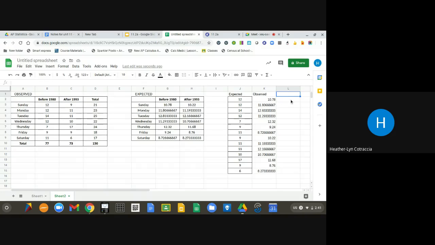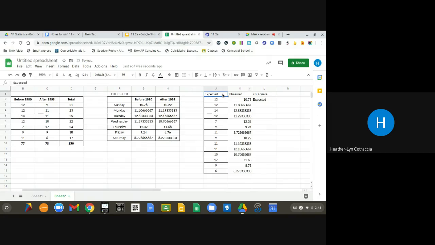Okay, now I'm going to put in my formula. So this is my chi-square equals parenthesis your observed. I'm sorry. This is my observed. These are my expected. Equals, sorry about that, observed minus expected. And I want to square that, and I want to divide that by the expected amount.